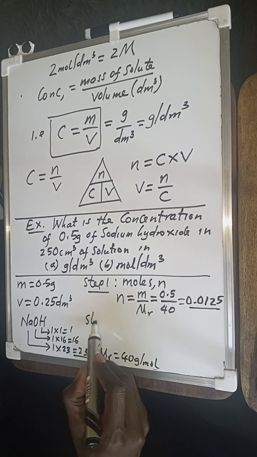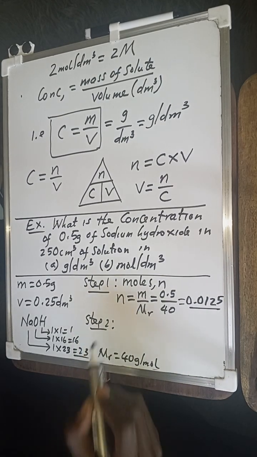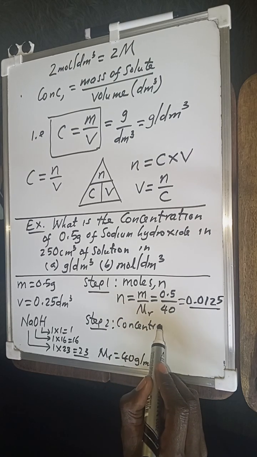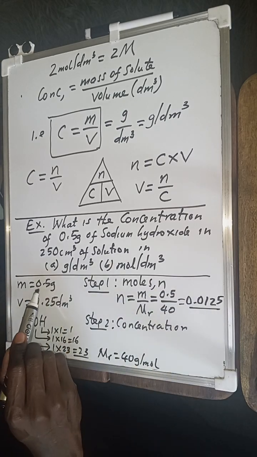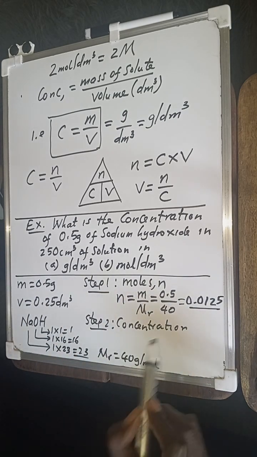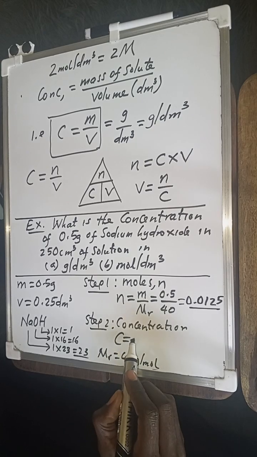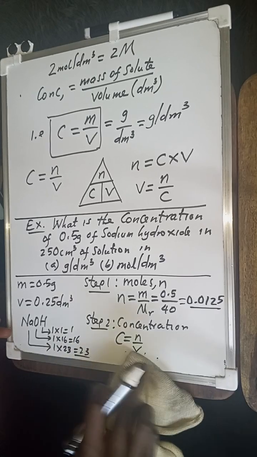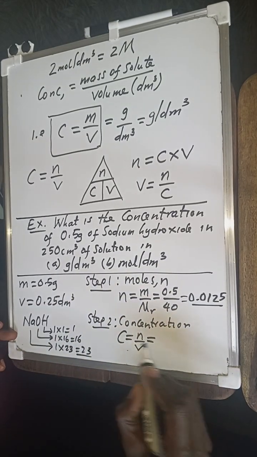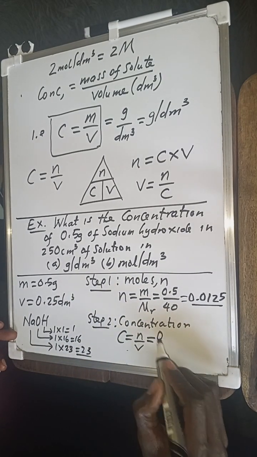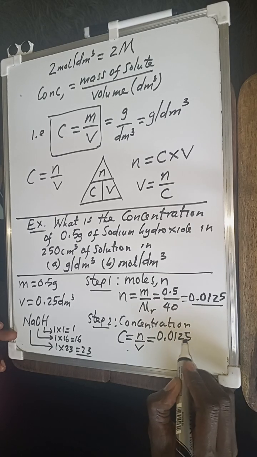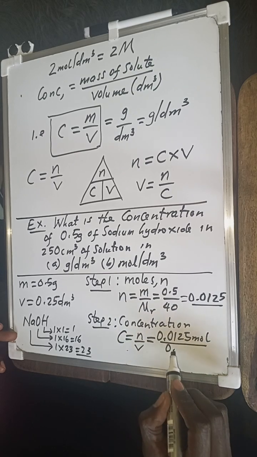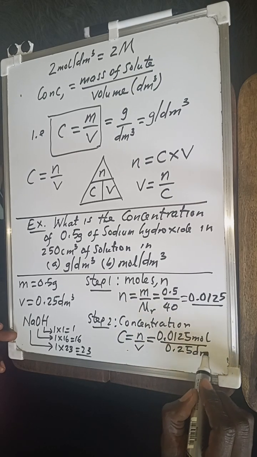Then the next step, I'll call it step number 2, you can now find the concentration. So the next step, you simply need to find the concentration. After changing the mass to the number of moles, you go to find the concentration. So concentration is equal to number of moles over volume. Allow me to clean up this space so that it doesn't interfere. So what's the number of moles? You get that one there, 0.0125 moles. You divide by the volume, which is 0.25 cubic decimeter.